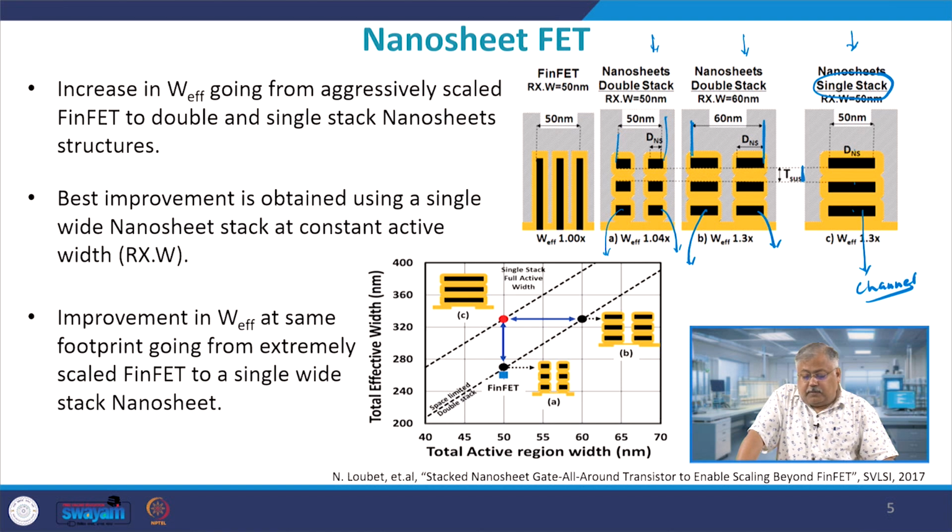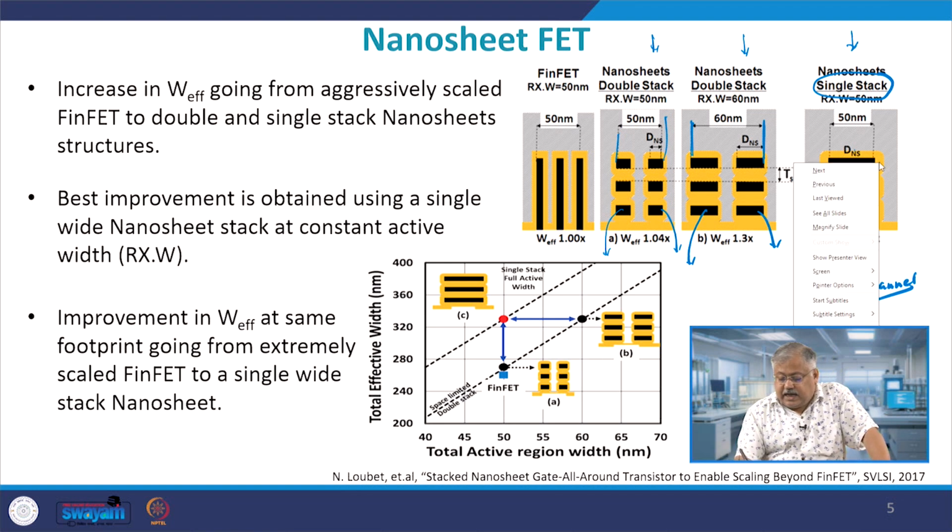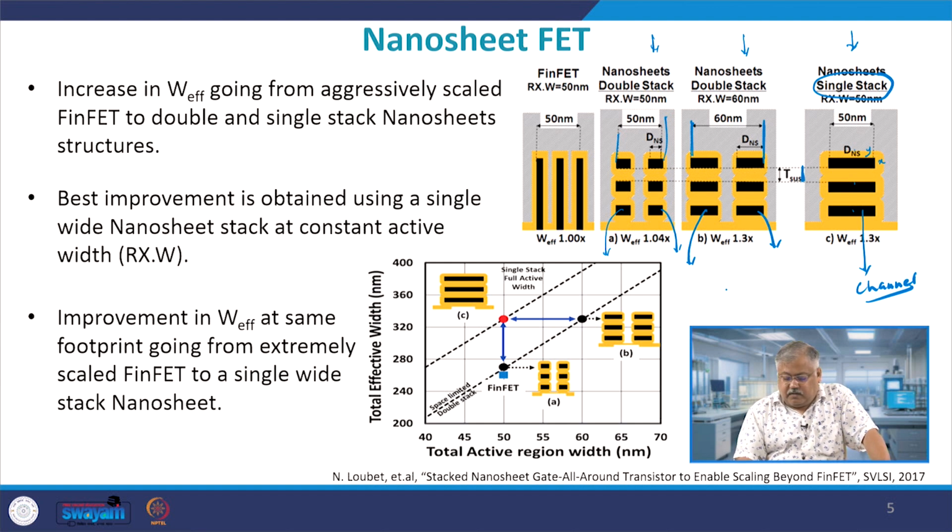Now W effective, if you want to find out for the whole nanosheet structure, in this case you can do it very easily. If you know this is x and this is y, then each one will have a perimeter of 2x plus 2y, right? And then you multiply this by 3 because there are 3 sheets available. So it is basically 6 times (x plus y), and that is what you get from it.